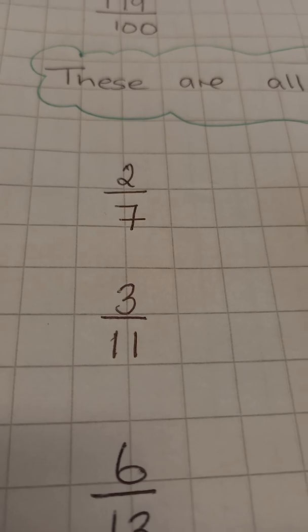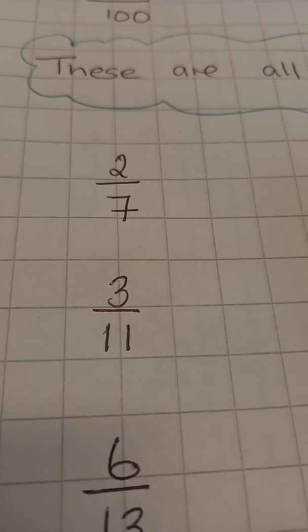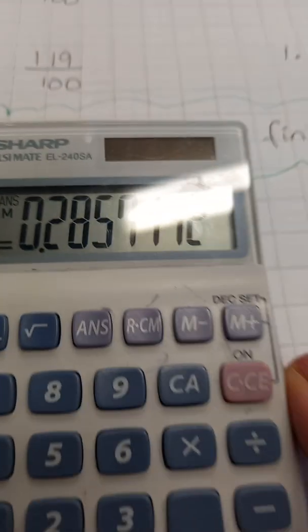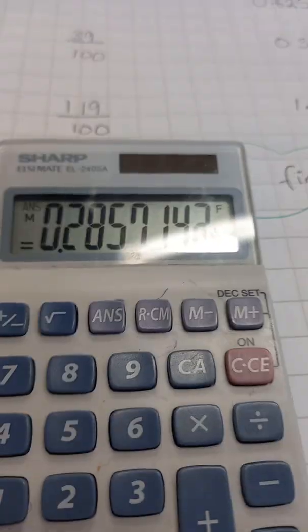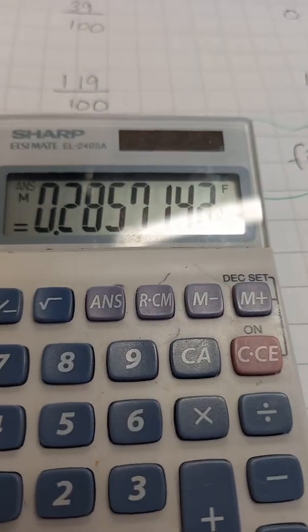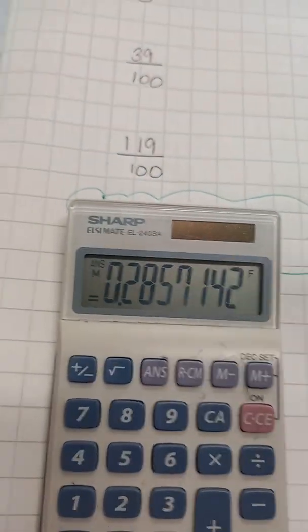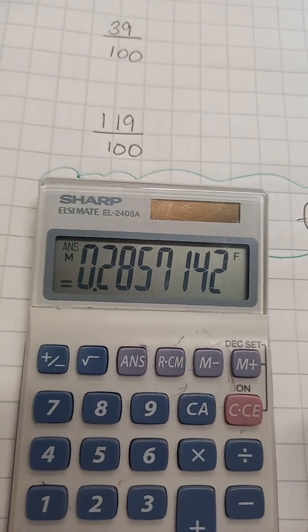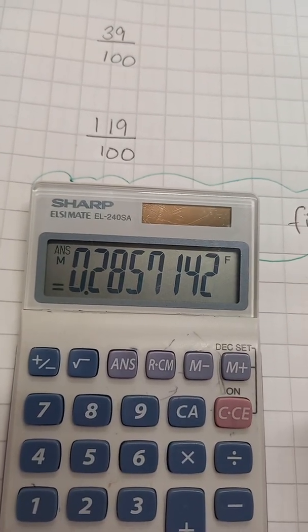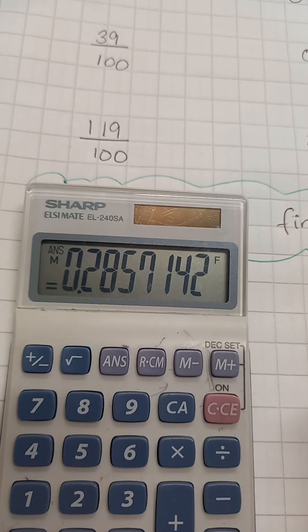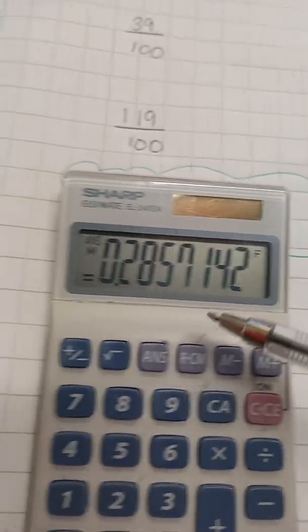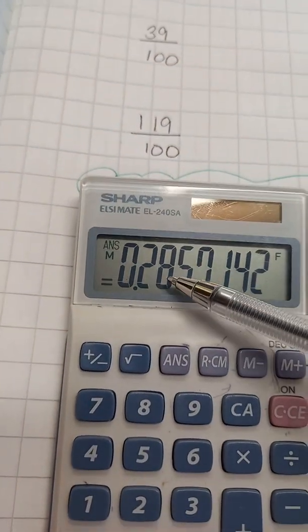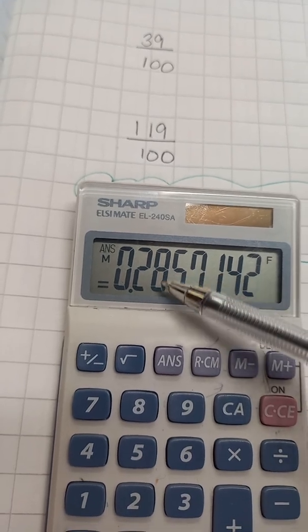So if you put 2 divided by 7 into your calculator, you will get this answer here. You're not going to write all of that down. You're going to round it off. And remember how you round off. We're going to go 2 decimal places. So after the 8 is a 5. So that instead of 0.28, you would write 0.29. Because the 5 means you add 1 on. Instead of writing 28, you write 29.